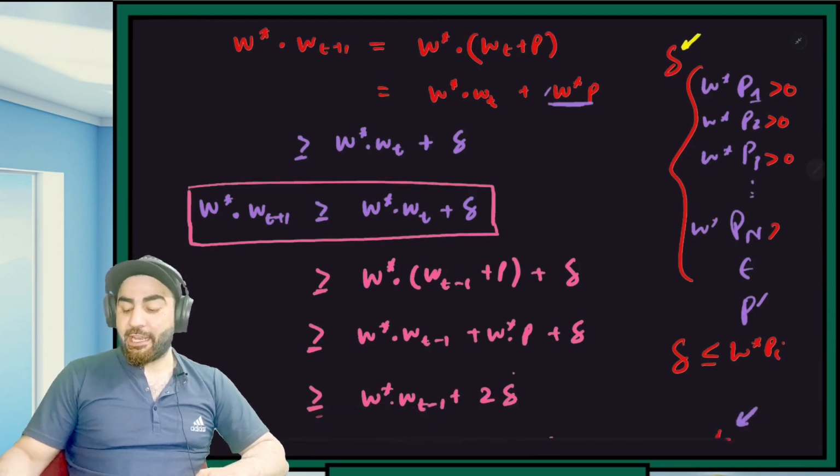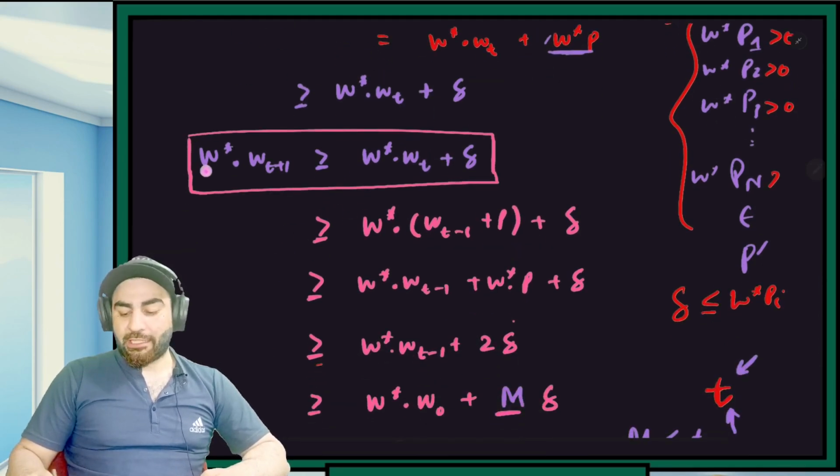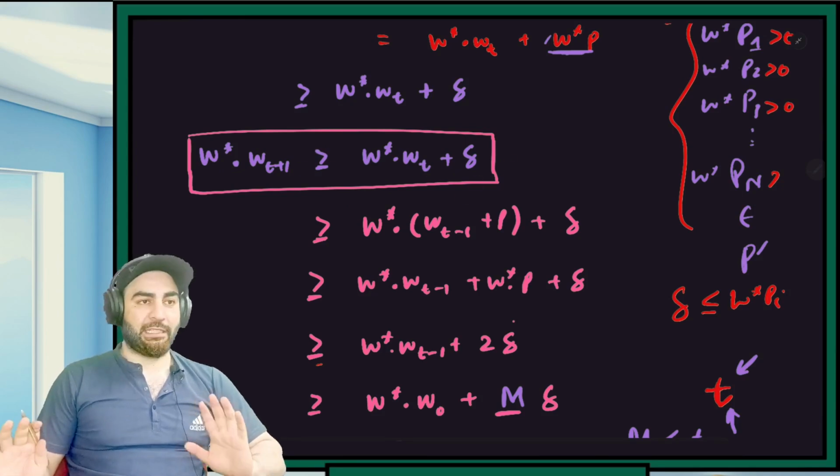So why am I taking the least? Because I want to establish this relationship. I want to establish this w star dot w t plus 1. It should be greater than this. Okay, that's why I'm taking this delta. That's the rationale behind delta.